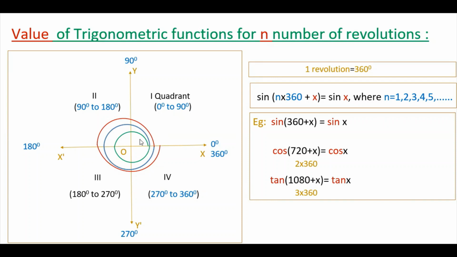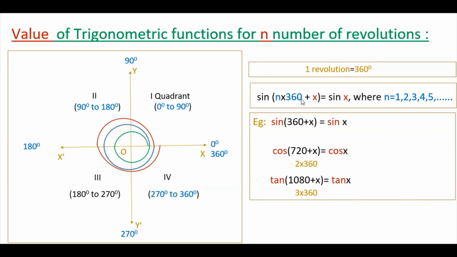So however many revolutions there are, it comes again at 0 degrees only. So you should not consider those 360 degrees number of revolutions here. You have to consider the angle after the revolution, how much angle it takes, that you have to consider. So here sin of n into 360 plus x is equal to sin x. That means here you should not consider this value. You have to consider only this value. This means after 360, it can take some angle here or somewhere. You have to consider that angle only. This is the meaning of this.